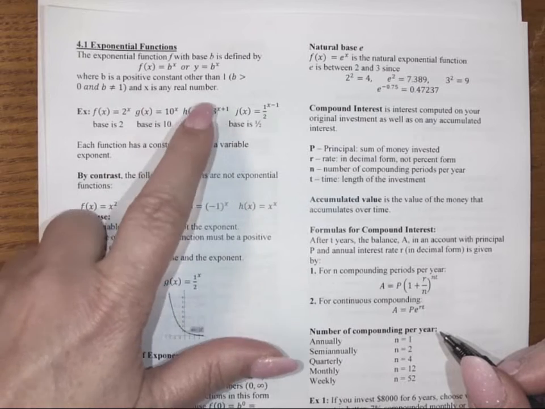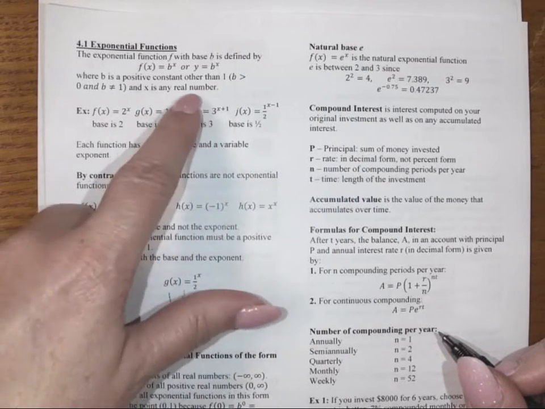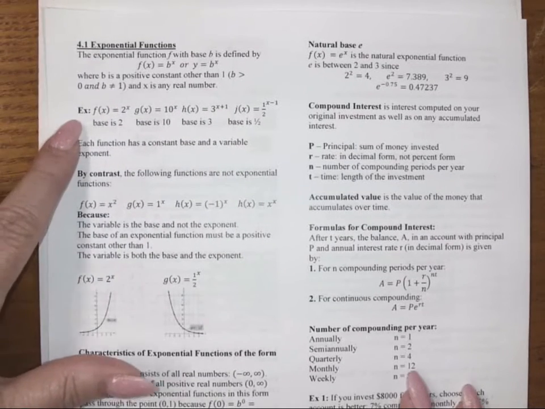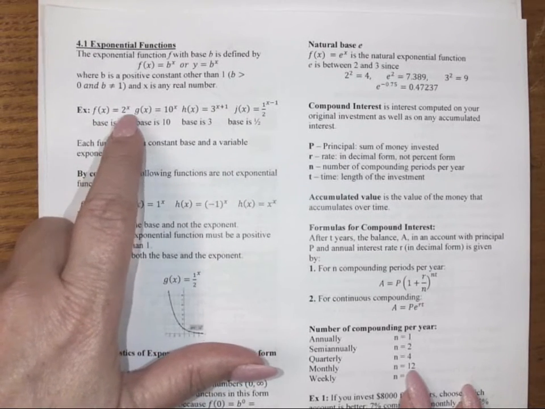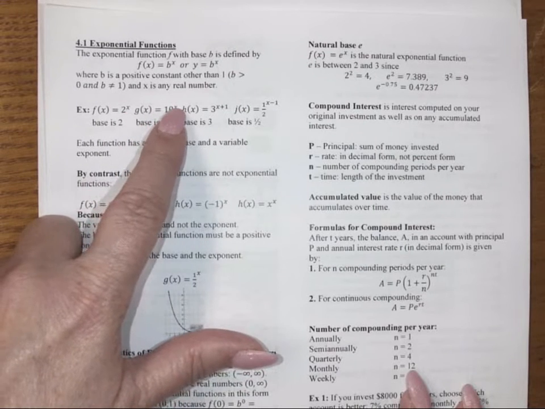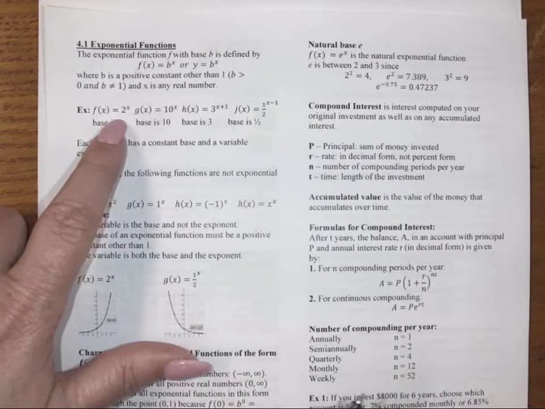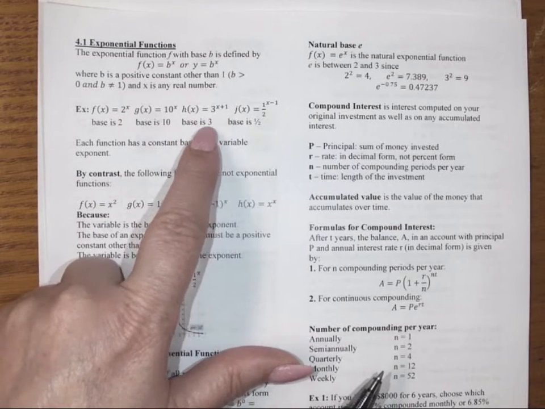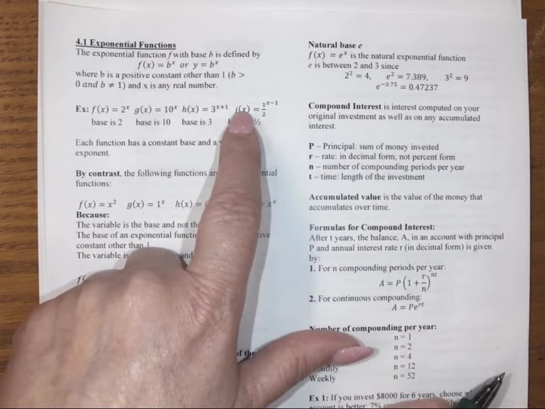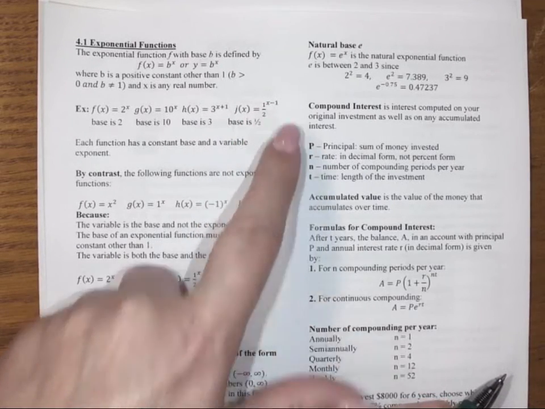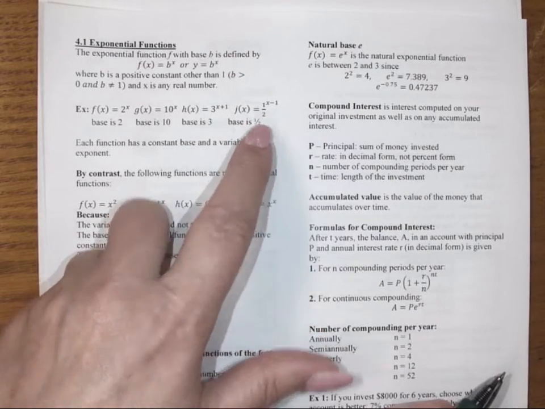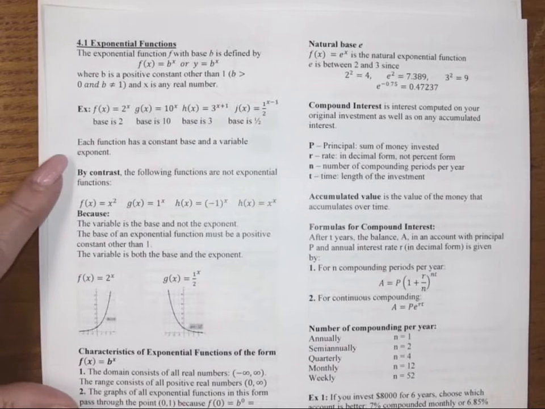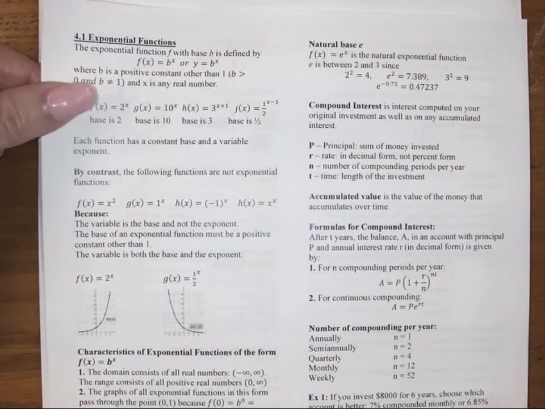And x is any real number, so b needs to be positive and it needs to be something other than 1. Some examples of exponential functions are f of x equals 2 to the x, g of x equals 10 to the x, and notice that the base of the first is 2. Here the base is 10. h of x equals 3 to the x plus 1, the base is 3. j of x is equal to 1/2 to the x minus 1, so the base is the 1/2 here. So it's still greater than 0, but it's not equal to 1 on any of those. Each function has a constant base and a variable exponent.